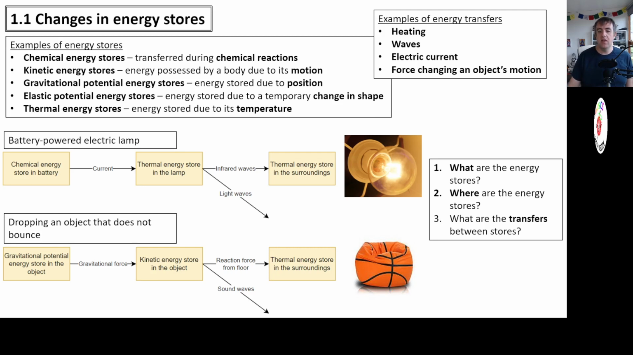Why is there a current? Well, because there's a reduction in the chemical potential energy store within the battery. Now, it's a little bit more complicated than that. We talk about potential differences, and all of that stuff comes up later on in the electricity video.